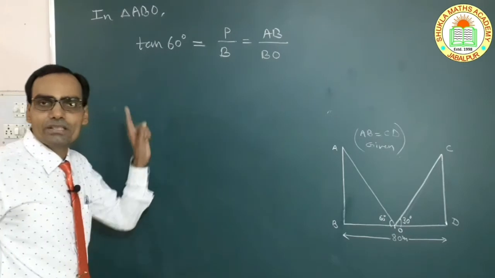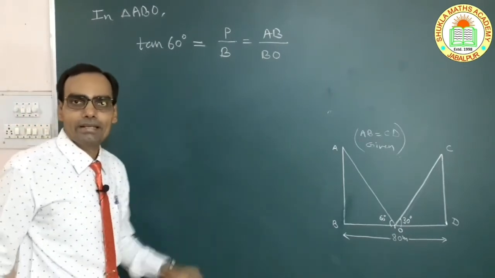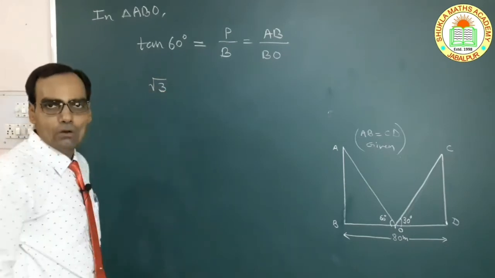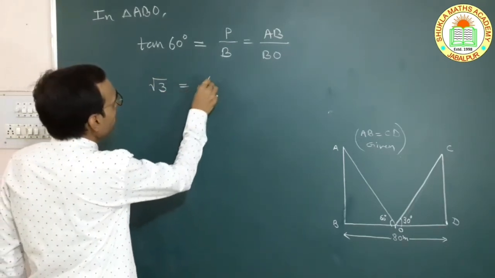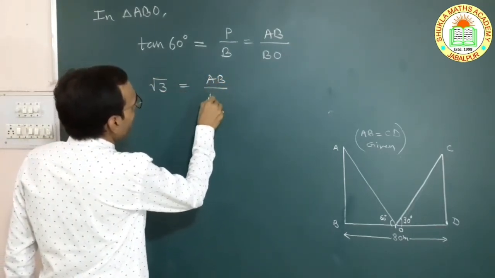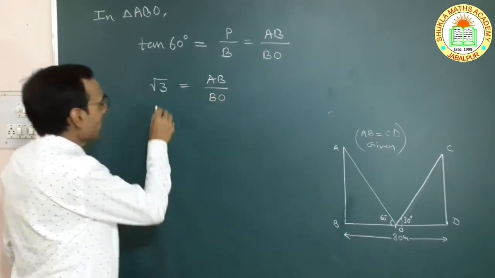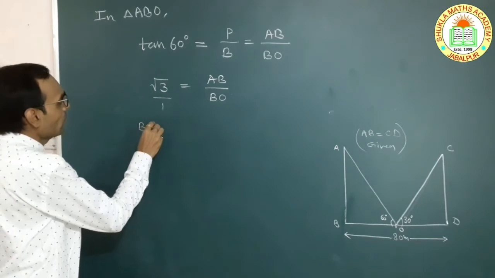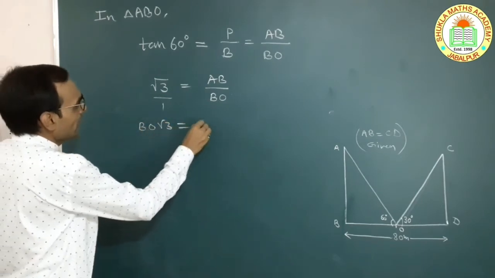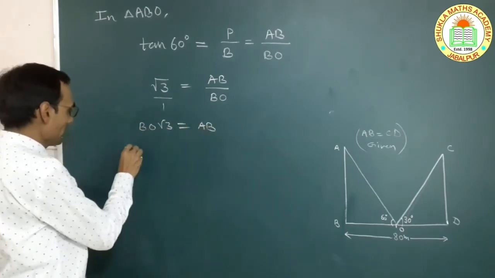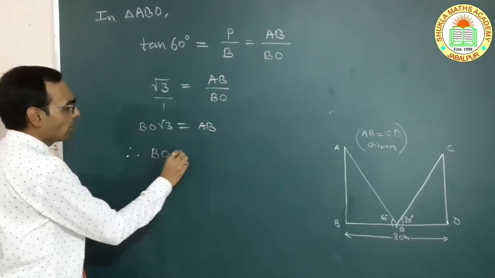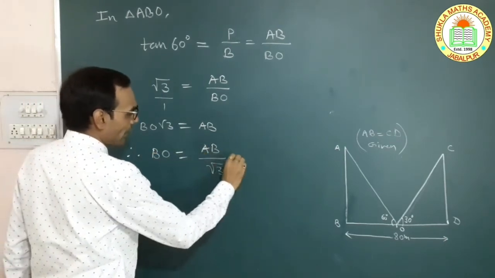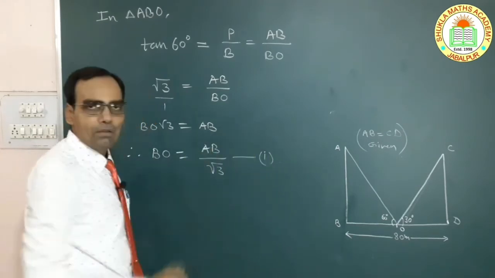Right, and tan 60 degree from the trigonometrical table is root 3. So I am writing here the value of tan 60 is root 3 and equal to AB by BO. After cross multiplication, we get BO into root 3 equal to AB. Therefore the value of BO is AB by root 3. So write down this as equation number 1.